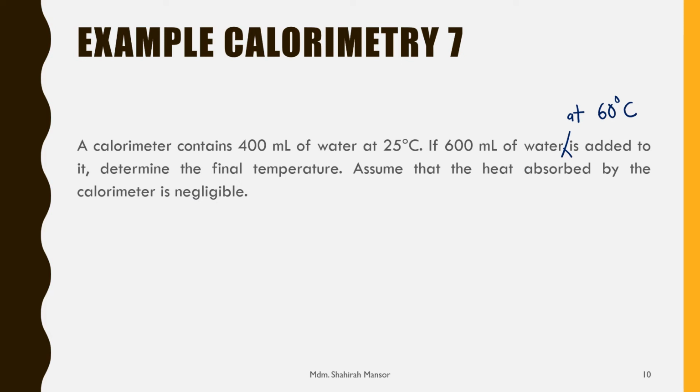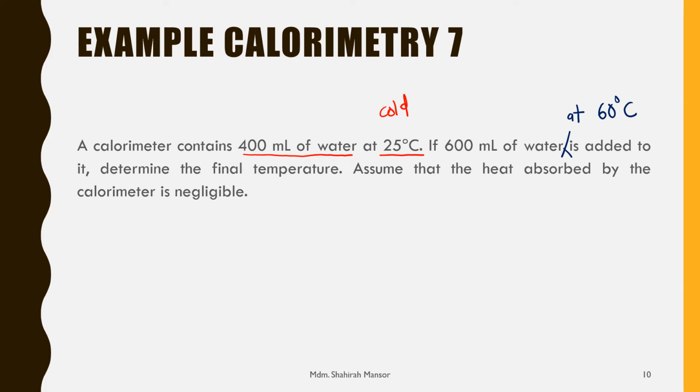Example 7. A calorimeter contains 400 ml of water at 25 degrees Celsius. If 600 ml of water at 60 degrees Celsius is added to it, determine the final temperature. Assume that the heat absorbed by the calorimeter is negligible. Okay, maksudnya dekat sini, calorimeter ini is not one of the surrounding. So di sini as you can see, we have initially 400 ml of water with the temperature 25 degrees Celsius. So ini seolah-olah seperti cold water lah ataupun normal temperature water, tapi nak membezakan dengan yang lagi satu tu.